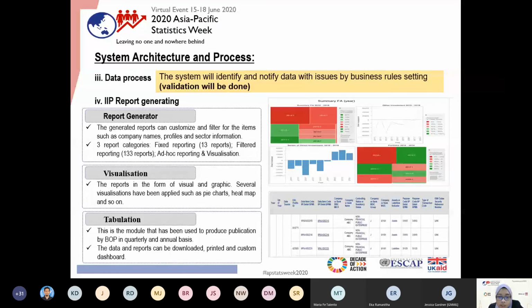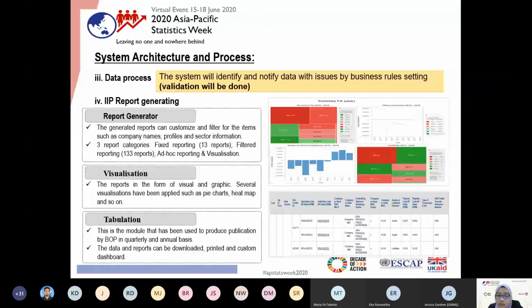For the visualization, the reports in the form of visuals and graphics can be arranged and managed in the system. Several visualizations have been applied, such as pie chart, map, and so on. And also we can do analysis on the system.